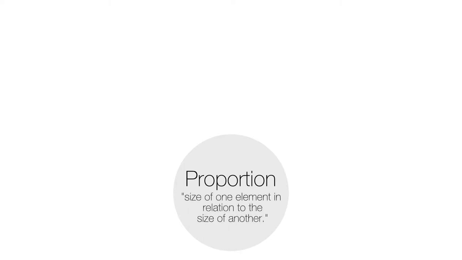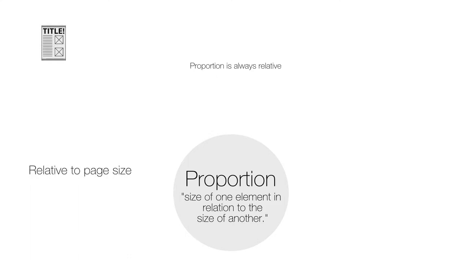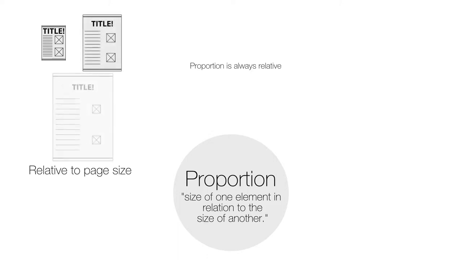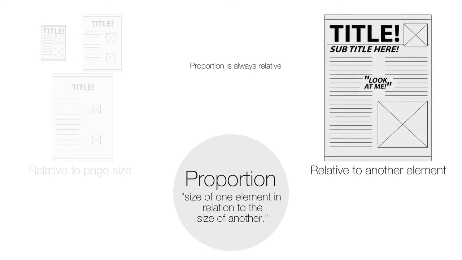The design principle of proportion is about the size of one element in relation to the size of another aspect of the layout. Proportion is always relative. An element can be in proportion to the page or screen size it is on. Using elements of the same size, but on different sizes of paper or screen, can dramatically change the visual impact of a layout. Or, an element can be in proportion to another element on the same layout.